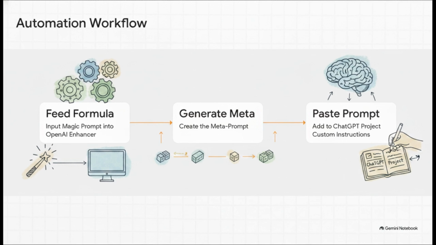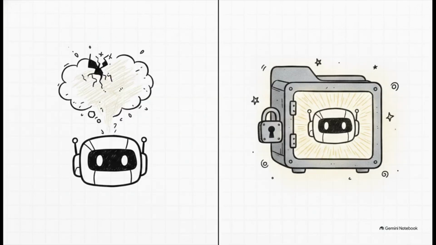Step 3, you take that shiny new meta prompt and you paste it into the custom instructions of a new ChatGPT project. Now listen up, because there is a crucial pro tip here regarding that last step. Why use a dedicated ChatGPT project instead of just a standard chat window? It all comes down to the context window. Standard chats have a memory limit, usually around 200,000 tokens.